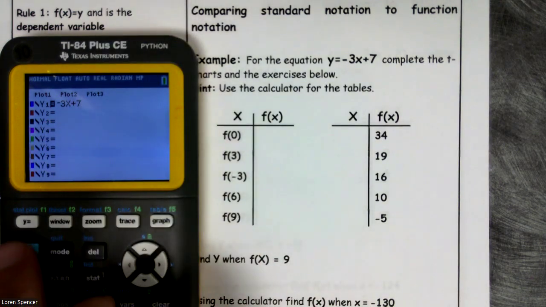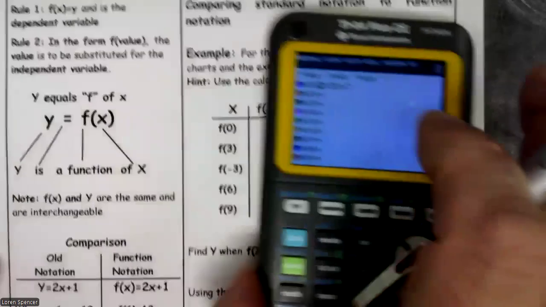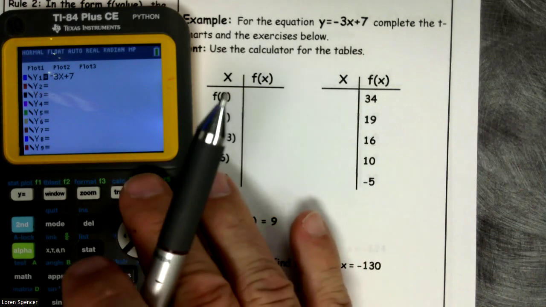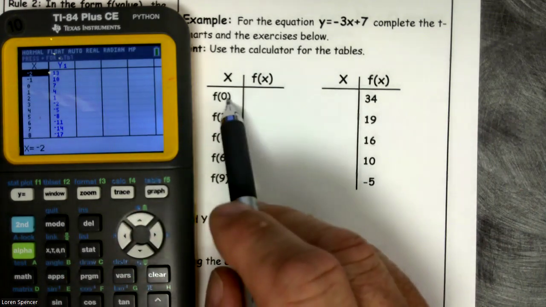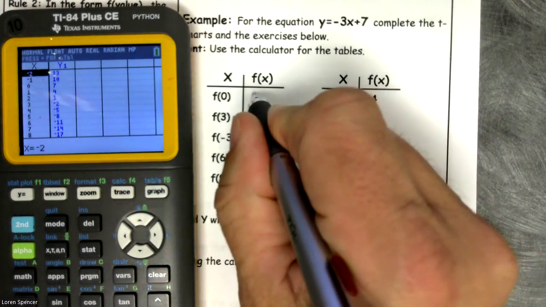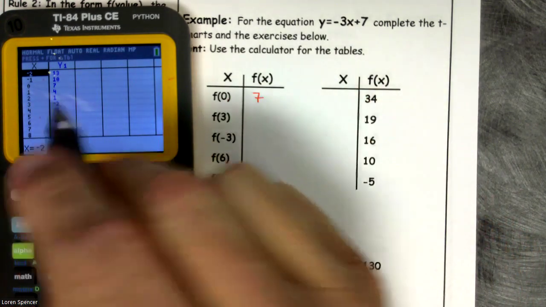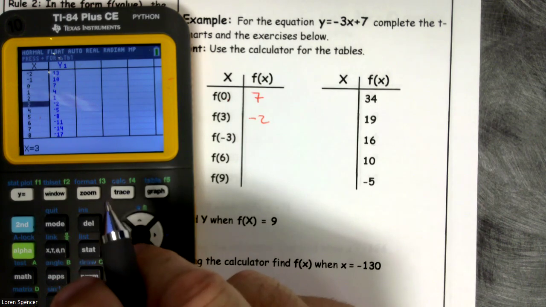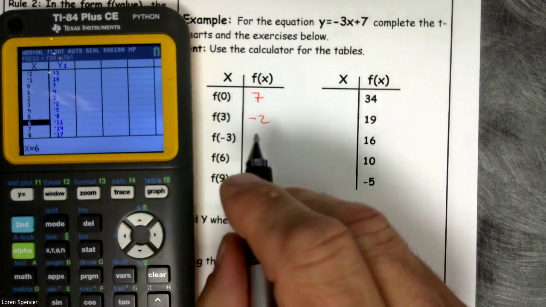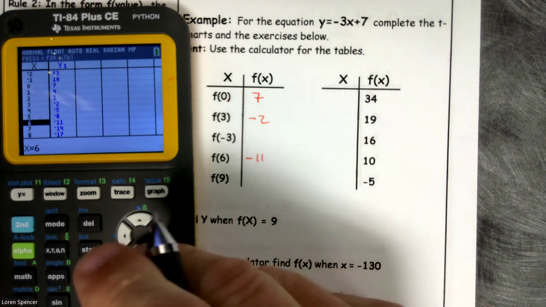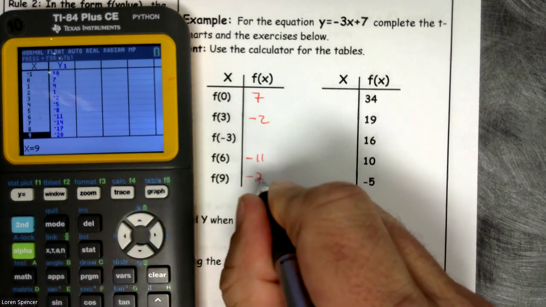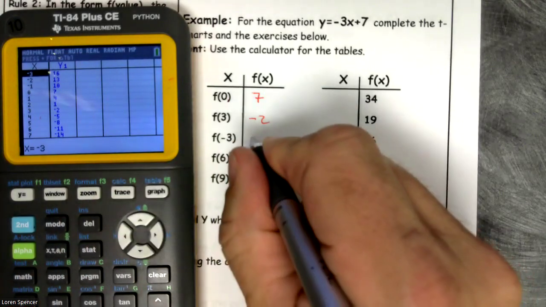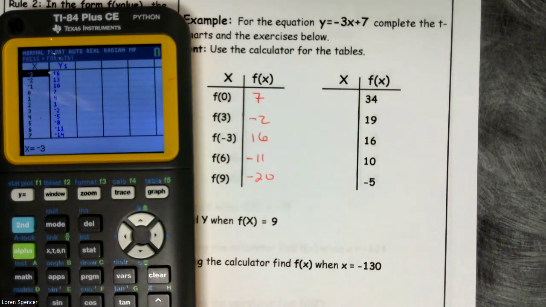Then we're going to press blue table, and look at this off to the side. Press blue and then table. We wanted a 0. What did we have at 0? At 0, we have 7. At 3, we had negative 2. Let's go ahead and get 6. I'll go down to 6. We had negative 11. And at 9, we had negative 20. But I need to get all the way back to negative 3. So let's scroll up and get to negative 3, and we find 16.